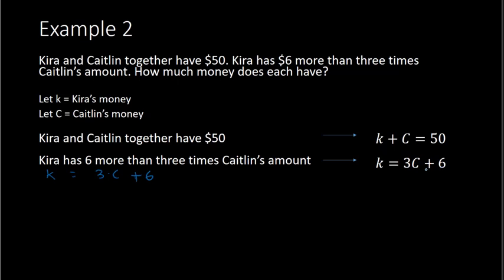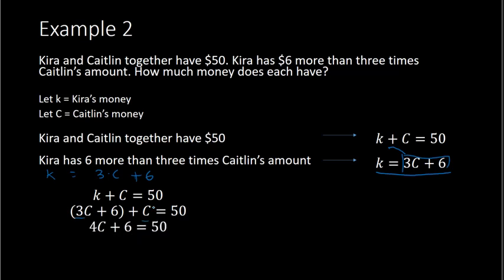So with these two equations, notice that this one right here is already solved for K. So what I can do is simply plug in this 3C plus 6 in place of K. So at the first equation, plug in 3C plus 6. So now we have 3C plus 6 plus C equals 50. Solve for C. We have 3C plus 1C. That gives me 4C. And then subtract 6 from both sides. We would have 4C equals 44. And then divide by 4, C would equal 11.